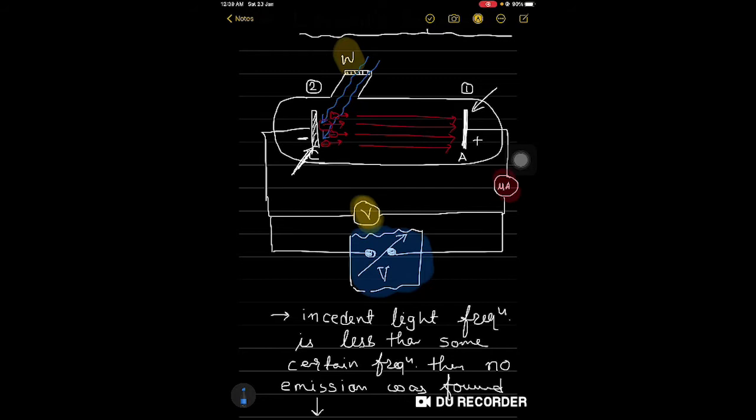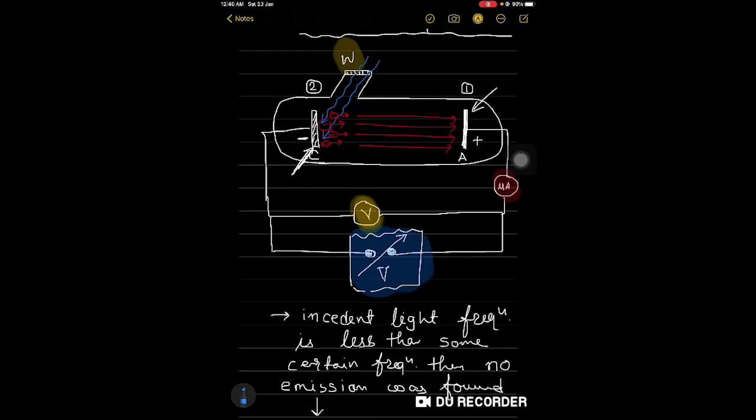So this is another aspect. Now the third aspect: we will study the variation of photocurrent with the potential difference between plate A and plate C. And fourth, we will study the variation of photocurrent with the nature of the material of plate C. So in all, we will study the variation of photocurrent with respect to first the intensity of radiation, then the frequency of incident radiation, then the potential difference between plates A and C, and the nature of the material of plate C.